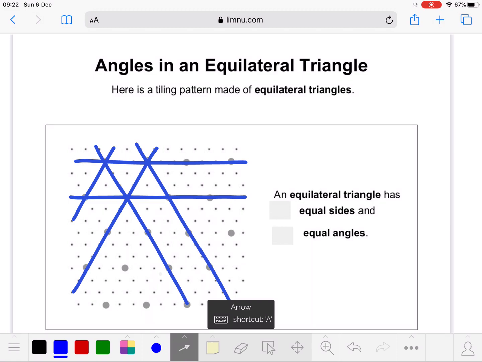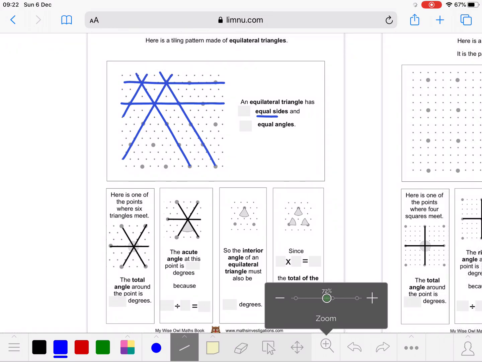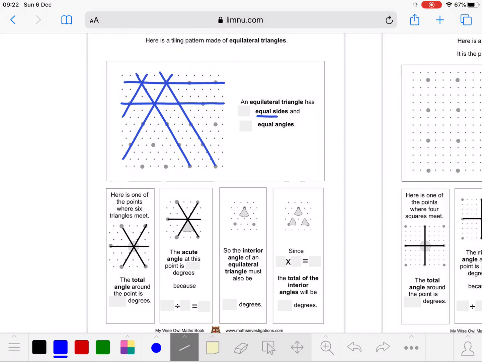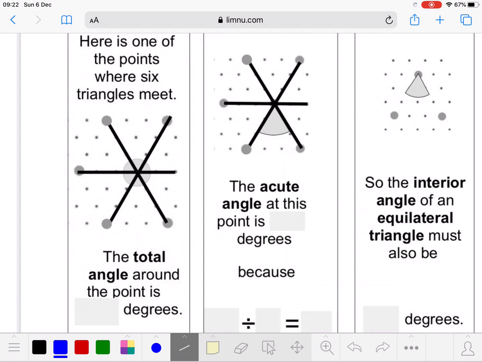This thing in here is called an equilateral triangle. And an equilateral triangle has equal sides and equal angles. And you need to write in how many equal sides and how many equal angles. Underneath, this shows where 6 of the triangles meet at a point. It's just a part of the diagram.